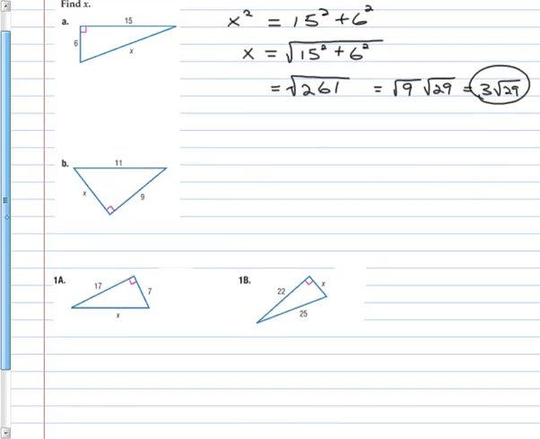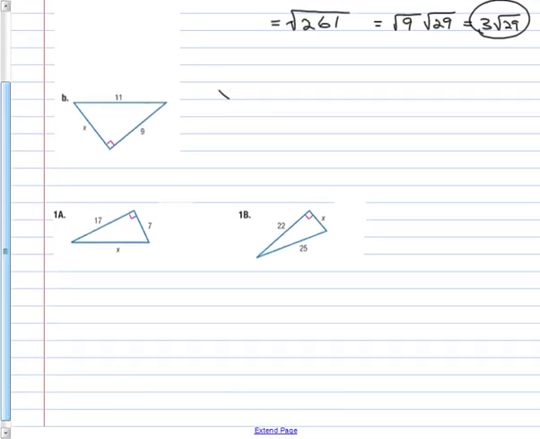So let's try part B over here. I'm going to write x squared again. Finish it up for me. 9 squared, or plus 9 squared equals 11 squared. Remember that the hypotenuse needs to be by itself, and we have to add the square of the legs. So on this one, I'd subtract my 9 squared. X squared equals 11 squared minus 9 squared, and x is going to equal the square root of this.